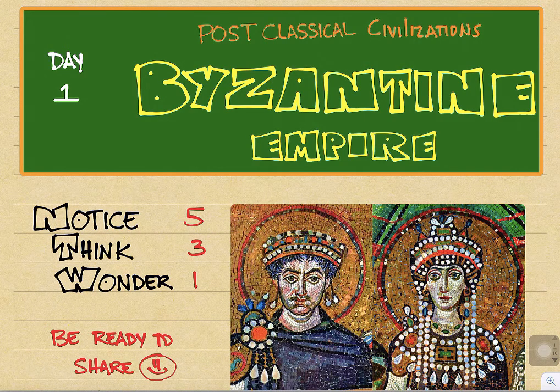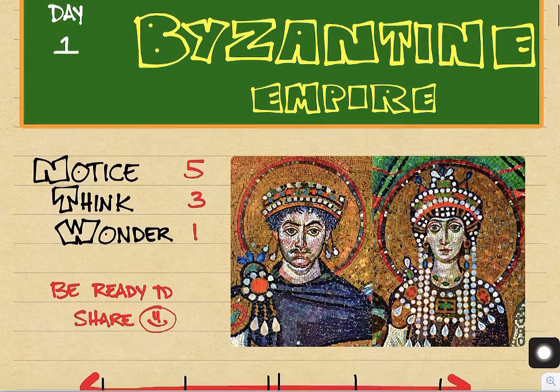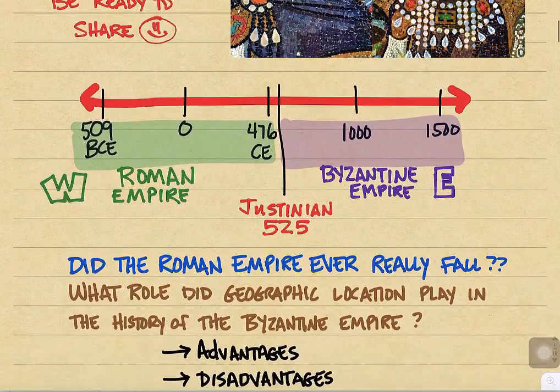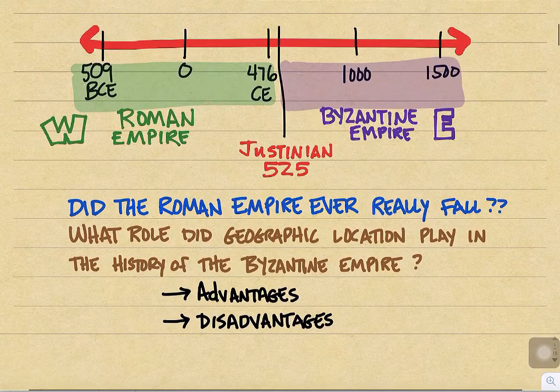We're going to talk a little bit about the Byzantine Empire. This is our first day. We will be focusing in on some people like Justinian and Theodora in the early days of the empire. But before we get to some of that, let's just take a look at this graphic to discuss the timeline of the period of time that we're looking at here.